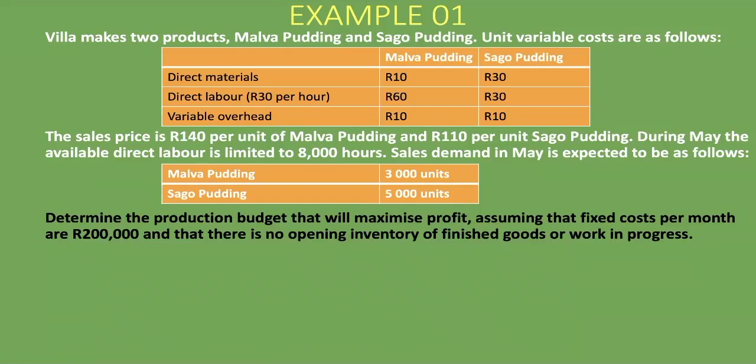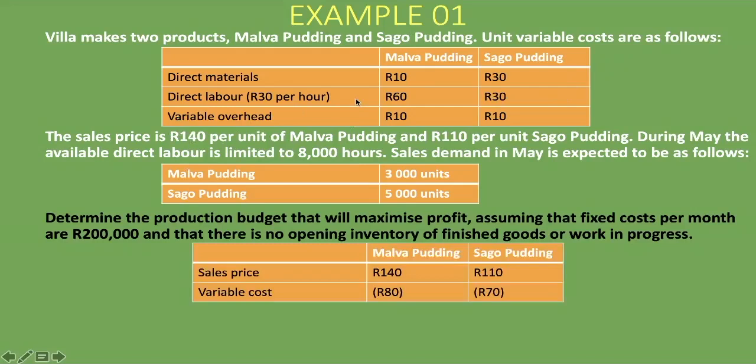So let me remove that. So I need to get the contribution for each unit of Malva pudding and each unit of Sago pudding. Obviously we have the selling price per unit of each of the two products, and we have the variable cost which we are given here. So I just take the selling price for Malva pudding, we're told is 140 rand, and for Sago pudding we're told is 110 rand, and the variable cost for Malva pudding is 80 rand.